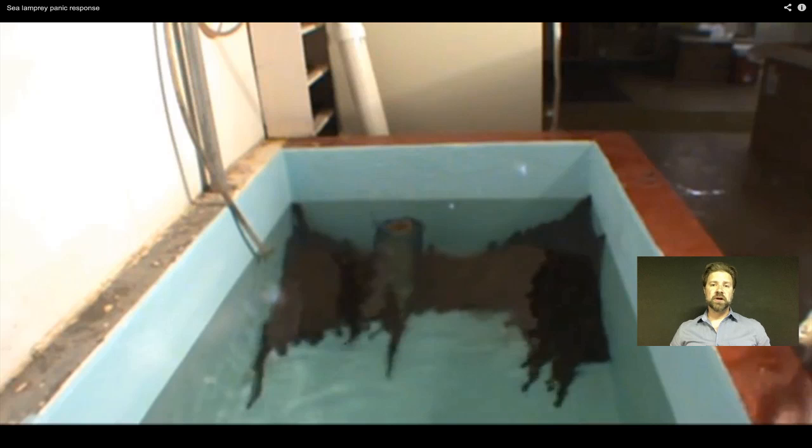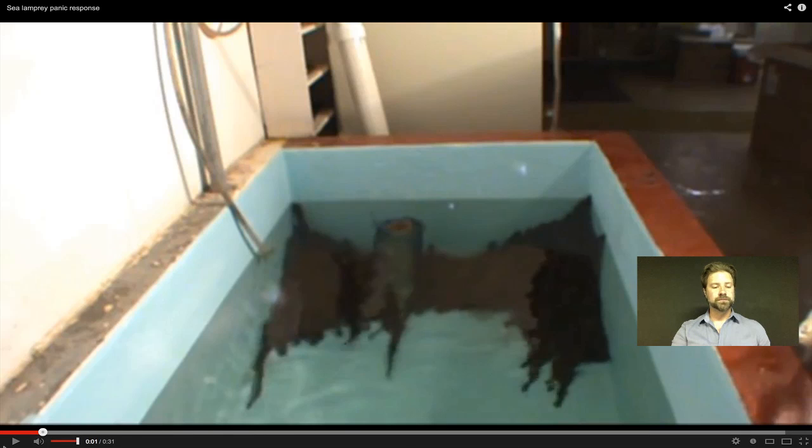So what we're going to see here is a researcher who's adding this chemical to this tank, and you can see at the bottom corner of the tank here a lot of sea lamprey that are just kind of hanging out. They're going to put this chemical inside the water, and we're going to watch and see what happens.